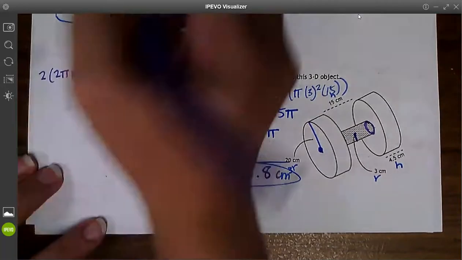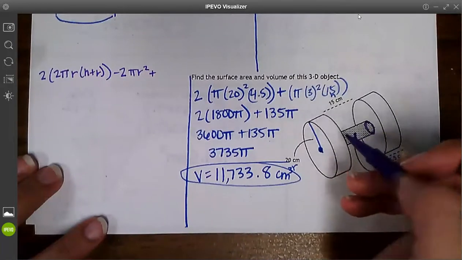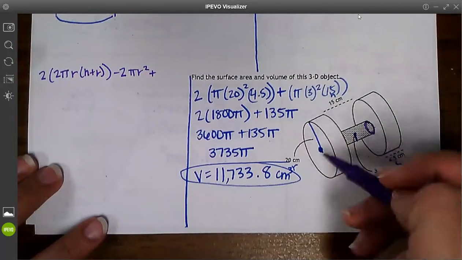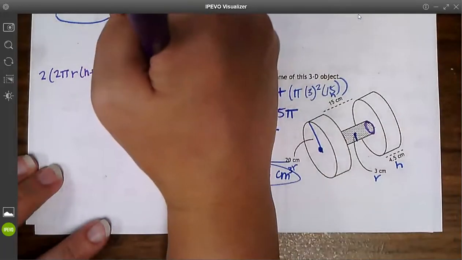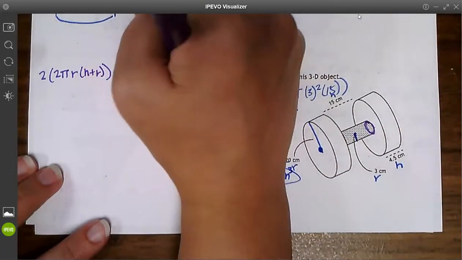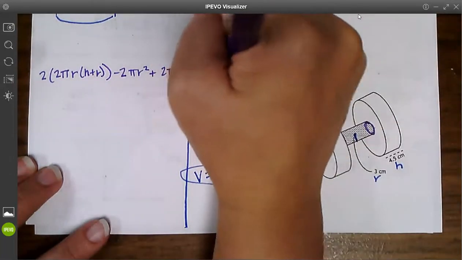Then I need to find the surface area of this cylinder, but also without those 2 ends. So the surface area of this cylinder is, we only have one of them, so it's 2 pi r times h plus r without the 2 pi r squared again.